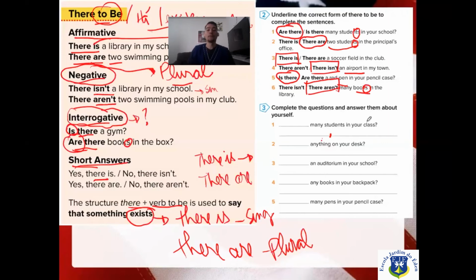3, complete the questions and answer them about yourself. 1, many students in your class. So, about yourself, students. About yourself, okay? Então, pessoal, esse exercício 3, vocês vão fazer aí sobre vocês, tá? Ok? Então, vocês vão fazer aí as perguntas e depois as respostas, tá ok?